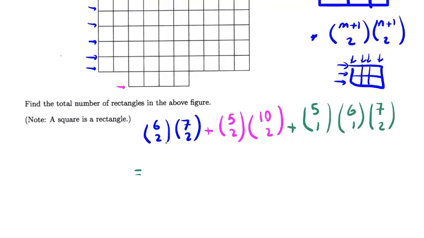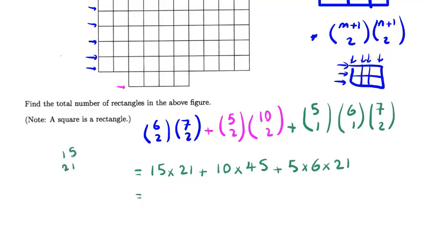combinations. 6 choose 2 is 6 times 5 over 2, 15. It will be 7 times 6 over 2, 21. Plus 5 times 4 over 2, 10. 10 times 9 over 2, 45. Plus 5 times 6 times 7 times 6 over 2, 21. So the first one, if you want to consider, it will be 21, 15, 15, and it will be 30.